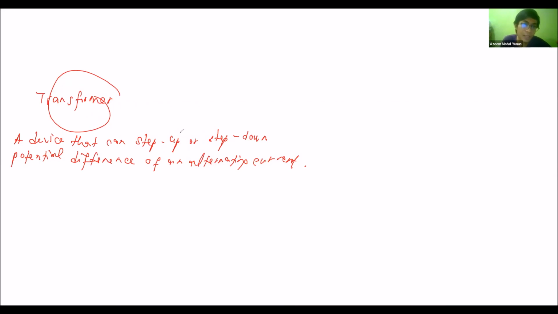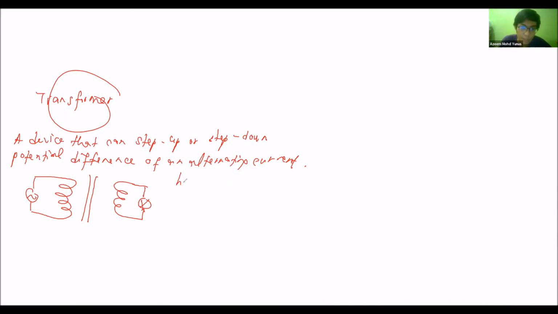Here we use the concept of electromagnetic induction. So we have the primary coil that is connected to the AC supply. Then we have the soft iron core, and then the secondary coil that is connected to the load. Okay, so what are the things that we need to consider for a transformer in order to make it more efficient?